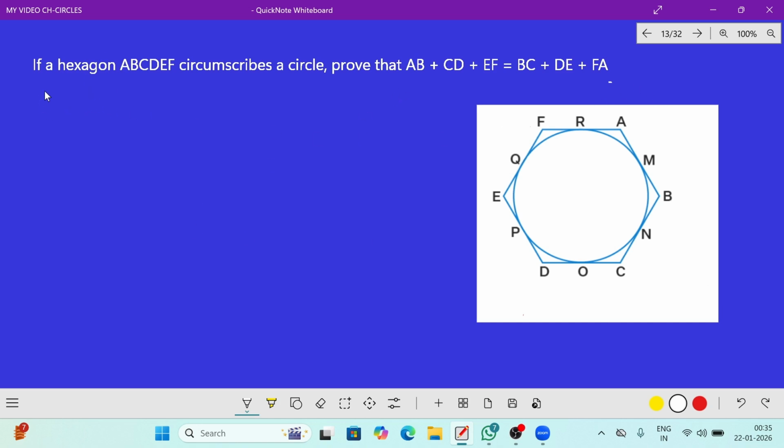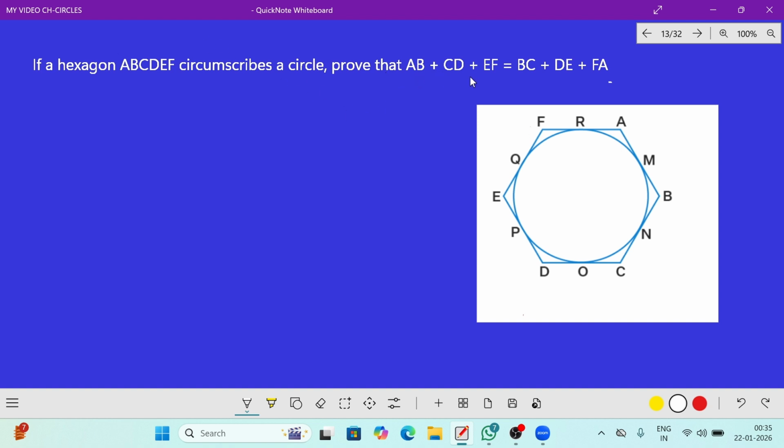Okay, let us continue with the next question. Hexagon ABCDEF circumscribes a circle. It means you have got a hexagon, a six-sided figure: one, two, three, four, five, six sides. Circumscribes a circle means the circle is inside the shape of the hexagon.